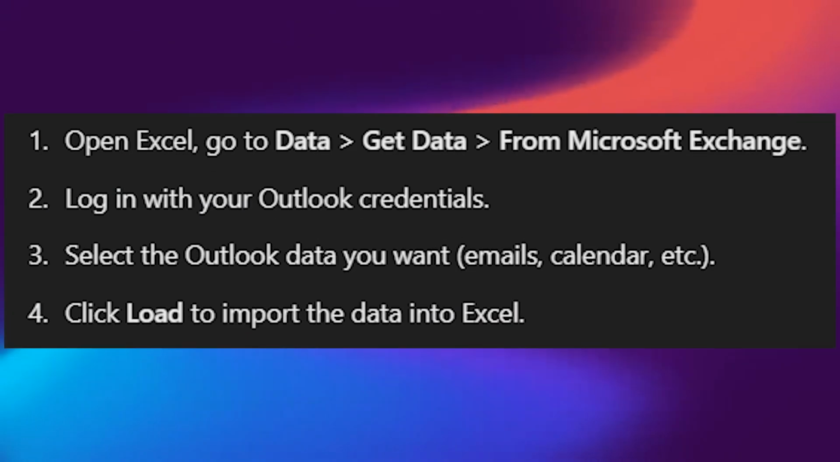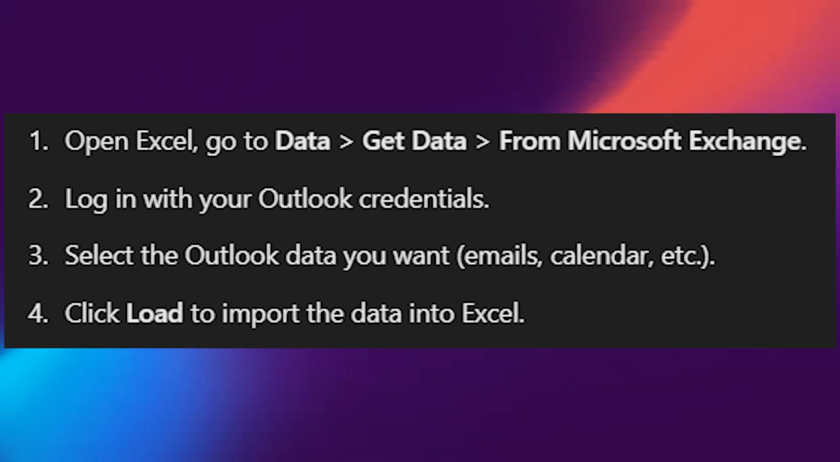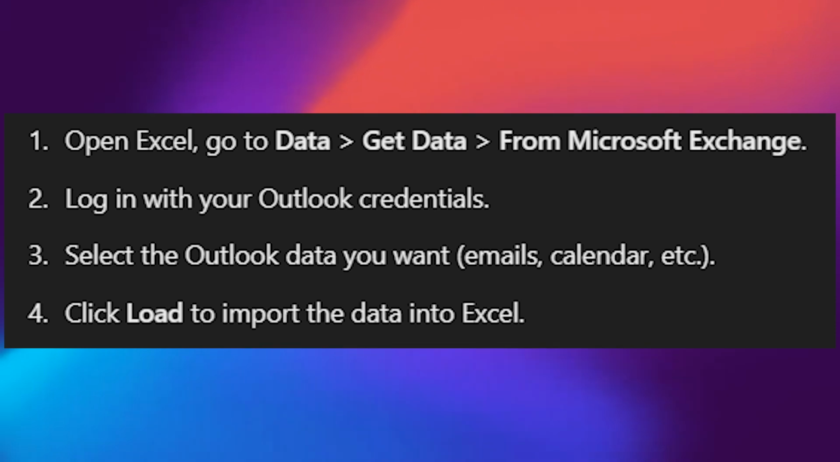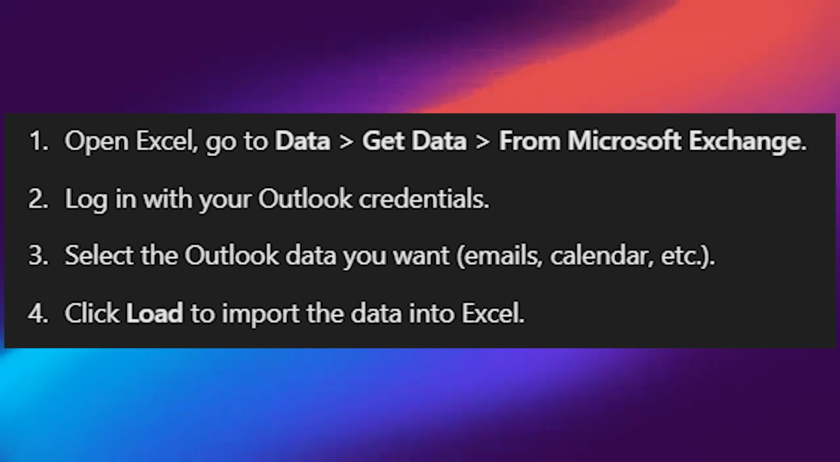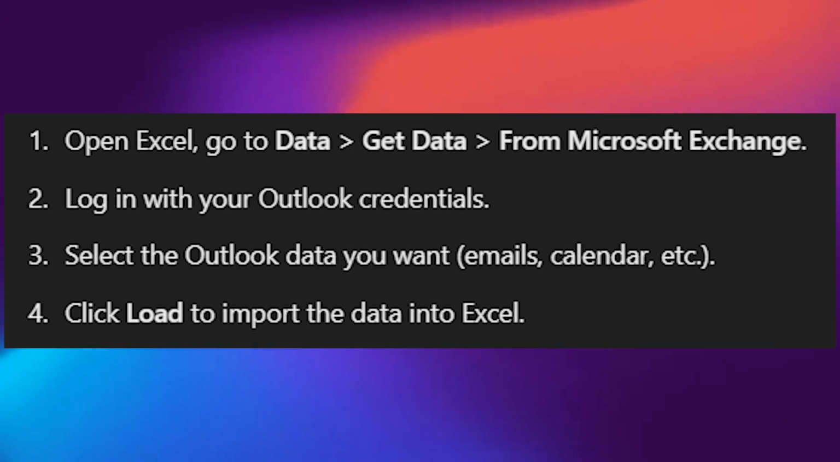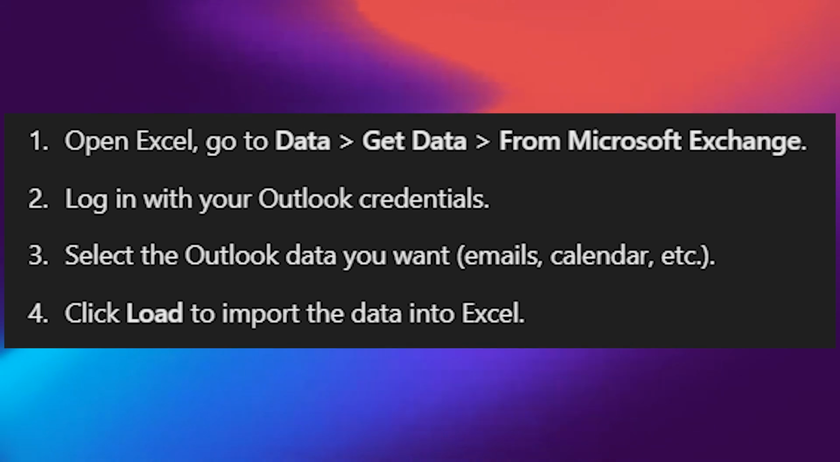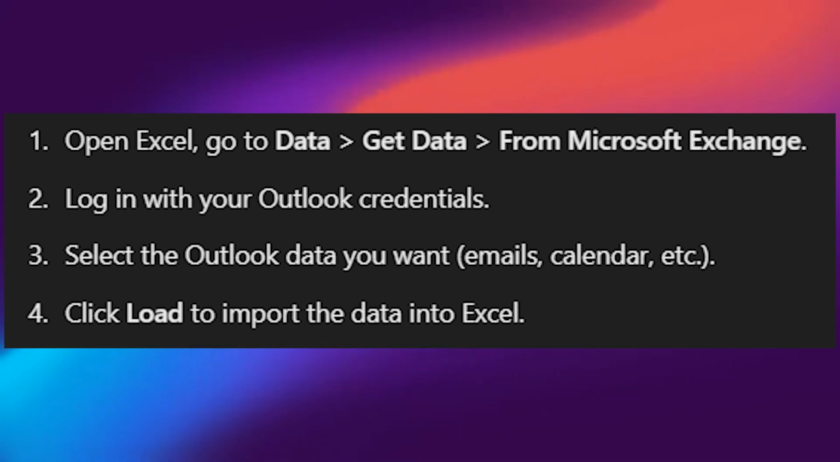First, open Excel on your computer, go to the menu tab and click on Data. Then select Get Data. This is where the magic happens. Now, from the drop-down, choose From Other Sources and then select From Microsoft Exchange. This is the option that connects to your Outlook account.